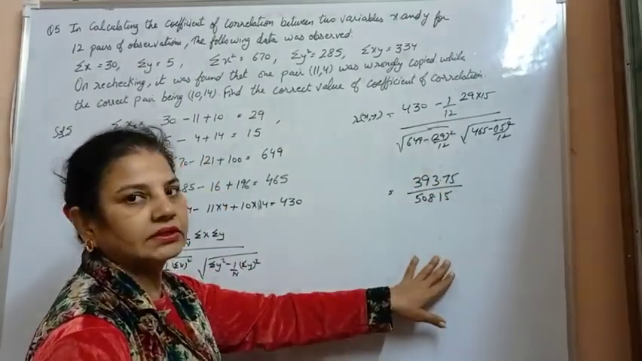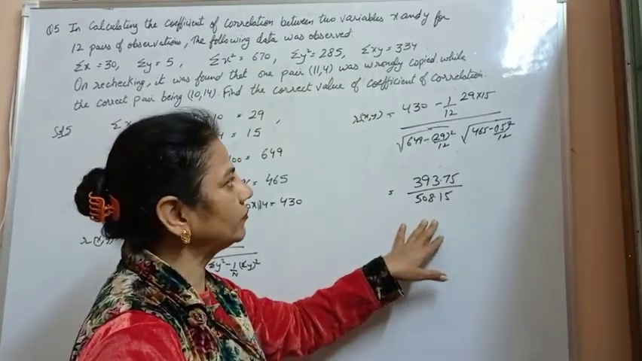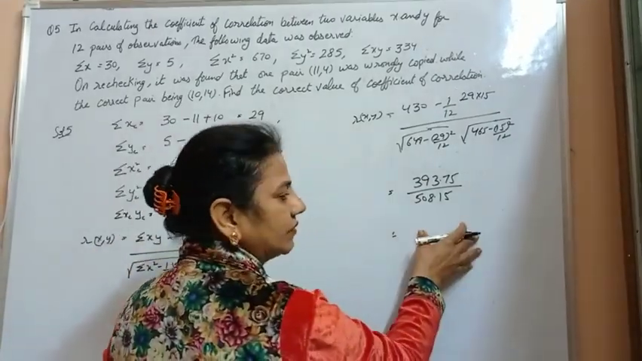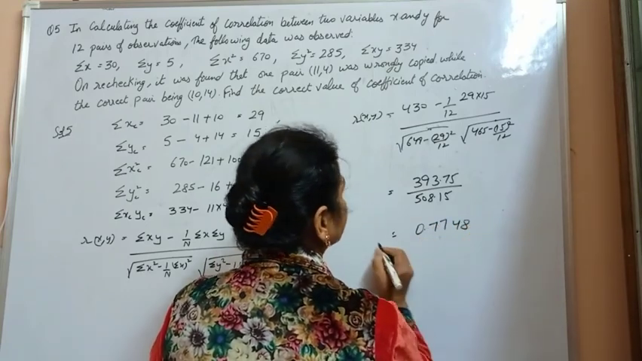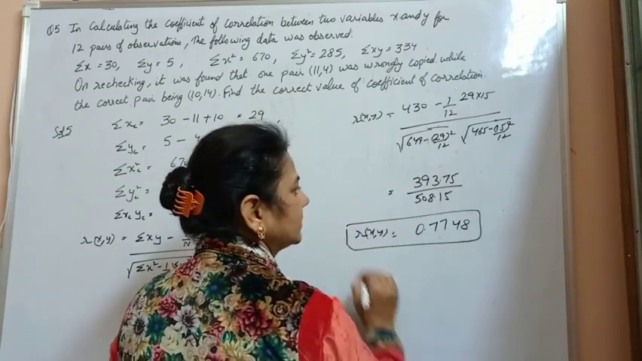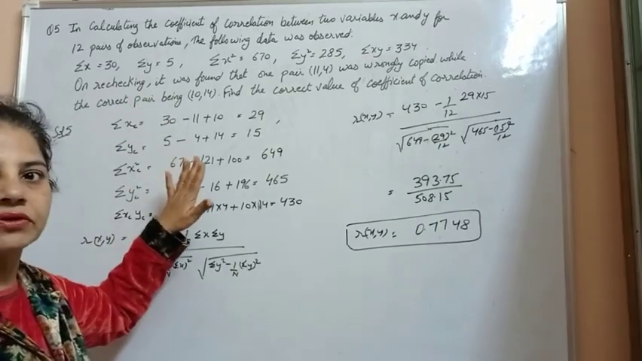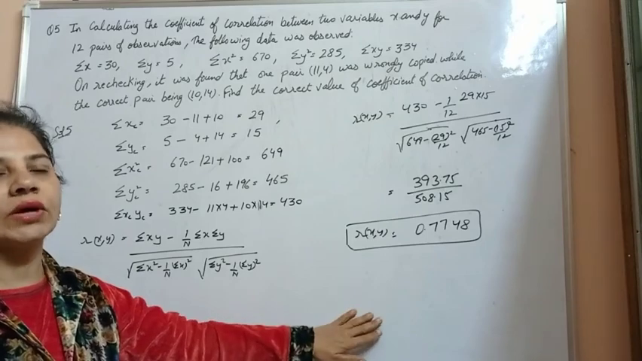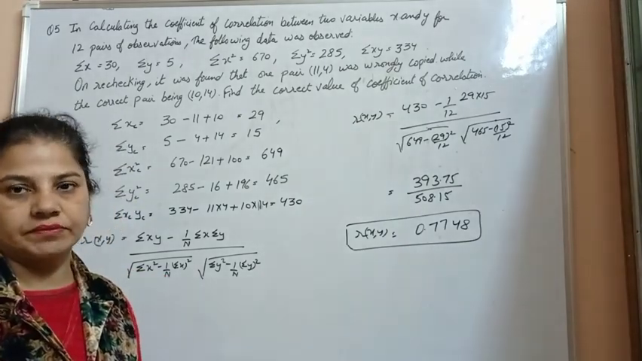I have already solved this, as it takes a long time, so I write it here only. You have to solve it and then give the result. When we divide, we get 0.7748. So we have the coefficient of correlation as 0.7748. As a wrong observation was given to us, we first make it correct, and then we substitute the correct values to calculate the correct coefficient of correlation, which is 0.7748.